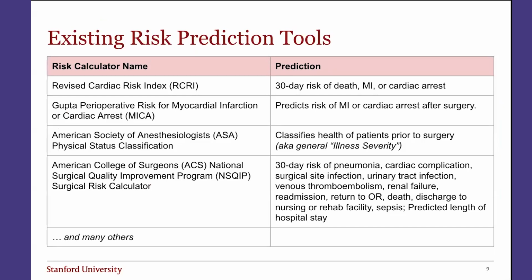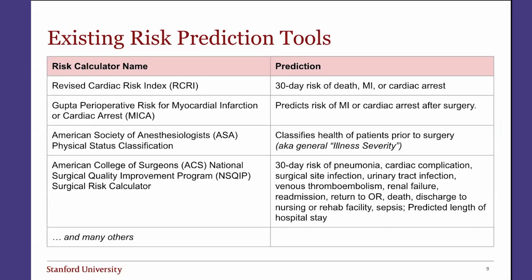So there are many existing risk prediction tools. Over the past few decades, we have started with organ-specific tools like the Revised Cardiac Risk Index. This focuses on using different patient factors to try to predict the risk of death or a heart attack or cardiac arrest within the next 30 days after surgery.